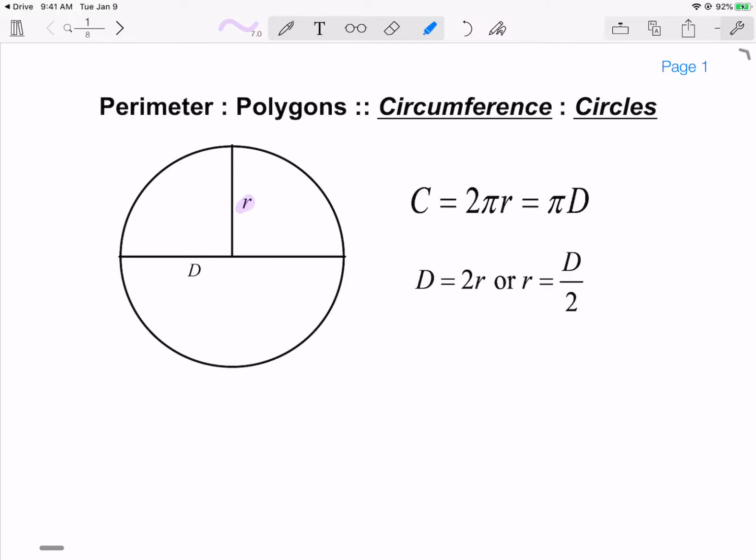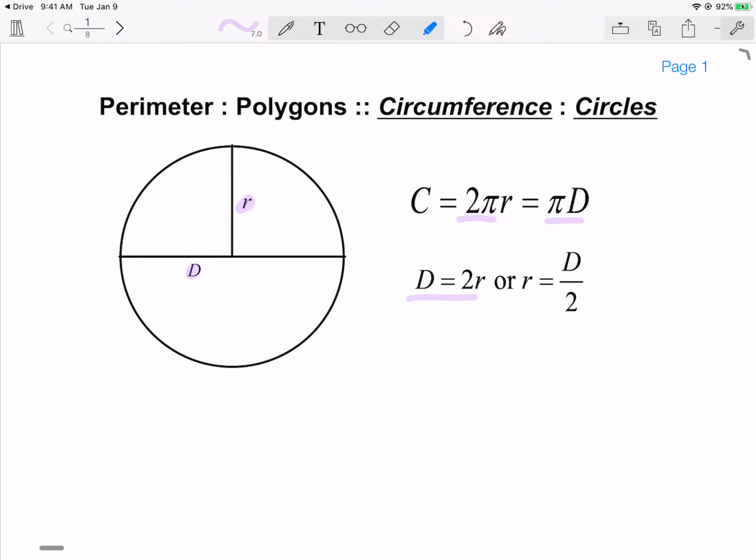Now if I keep in mind that my radius is half the length of my diameter, then circumference is also given by pi d, where d is the diameter. So you can use either one of these equations, 2 pi r or pi d, but you need to remember that the diameter is twice as big as the radius, which means the radius is half the length of the diameter. So there's two ways to think about it, but that is how you find the circumference of a circle.